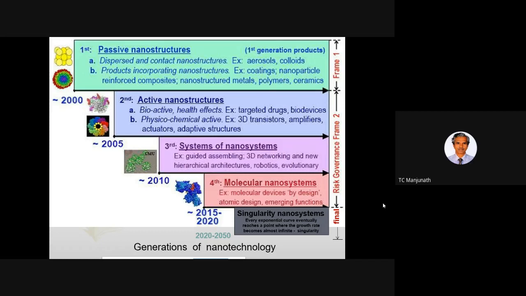In the third generation of the nano systems, it was guided assembly, 3D networking, and hierarchical architecture, robotics, and evolutionary nanosystems come into the picture. The fourth generation was to the molecular level, then finally to the atomic level, right? So the molecular design, atomic design, then emerging functions, etc. Now we are in the era of the fourth generation of nanosystems, that is from 2015 to 2020.